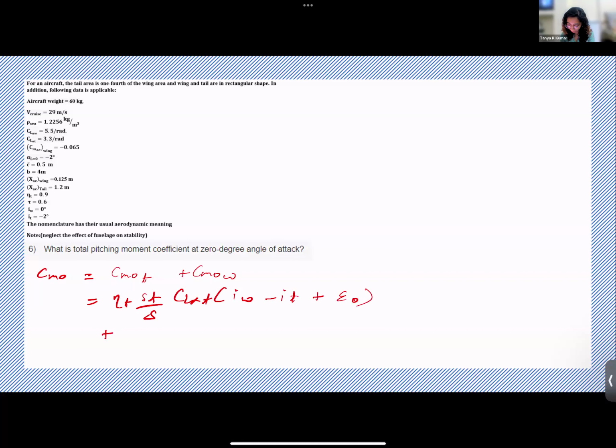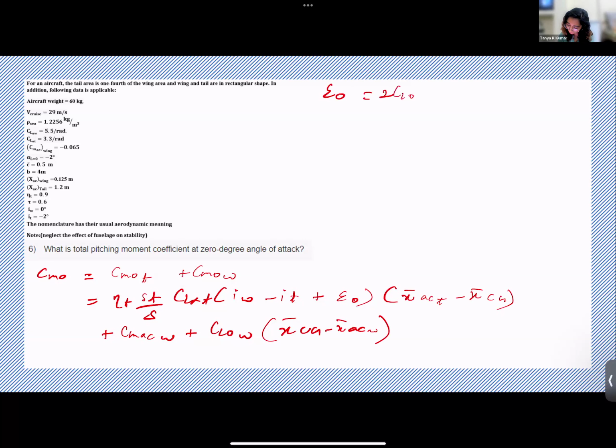Then Cm naught of the wing is CMAC of the wing plus CL naught of the wing into X bar CG minus X bar AC. So you have something similar here, X bar AC tail minus X bar CG. Now all these quantities are known to you. What is not known? Epsilon naught.